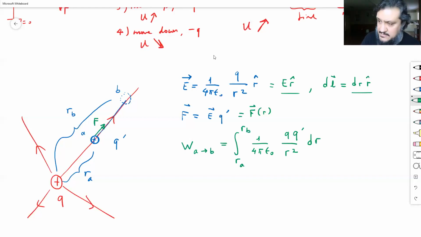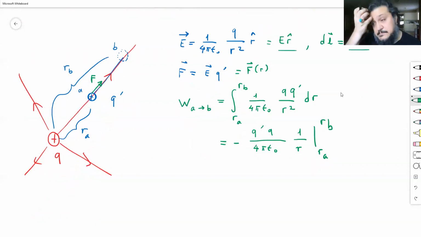And this integral is easy, right? This gives you negative q prime times q divided by 4 pi epsilon 0 times 1 over r. And the limits are RA to RB. All right.